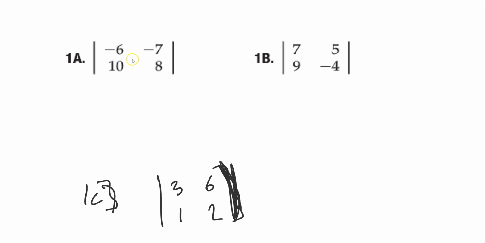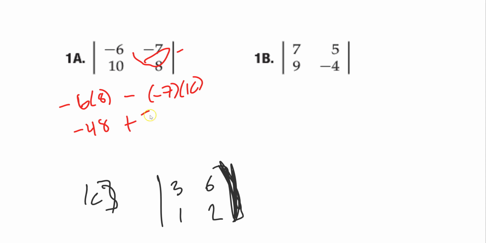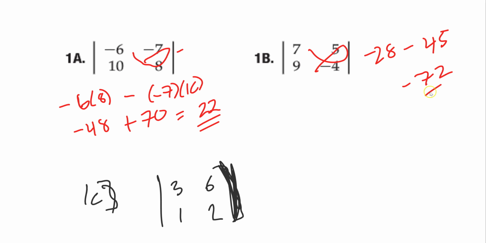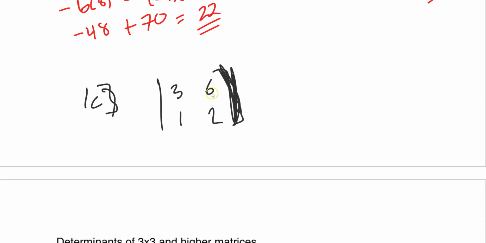Anyway, the determinant of this: down minus up. So negative 6 times 8 minus negative 7 times 10. I get negative 48 plus 70, also known as 22. Over here, down minus up, I get negative 72. Again, that's all it is for a 2 by 2 determinant. Right here, down minus up: 3 times 2 minus 1 times 6. In this case, I get 6 minus 6, which is 0.